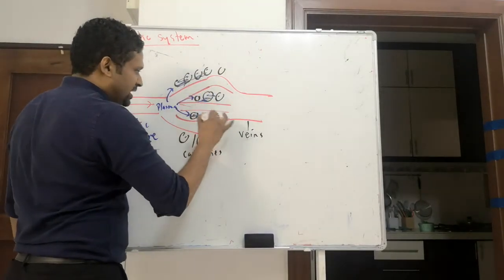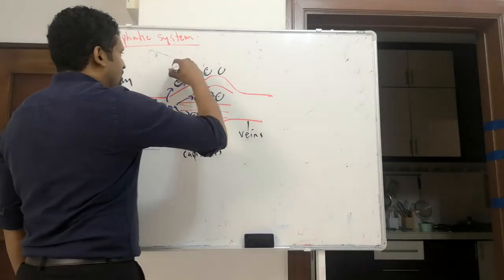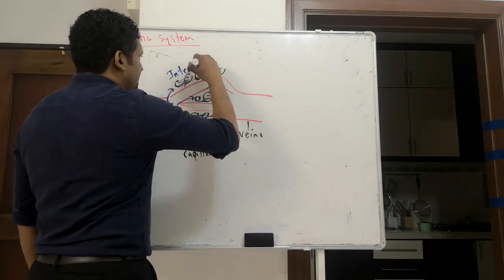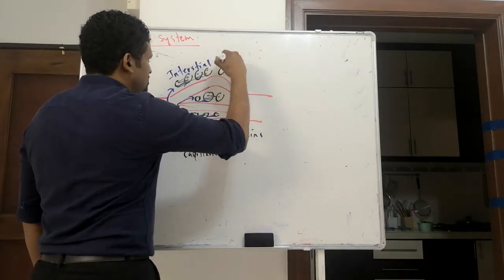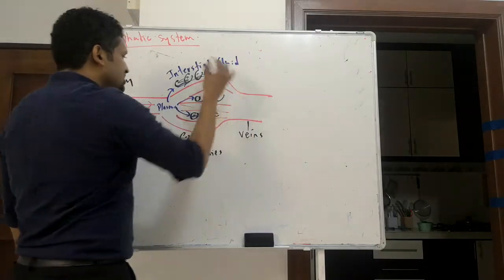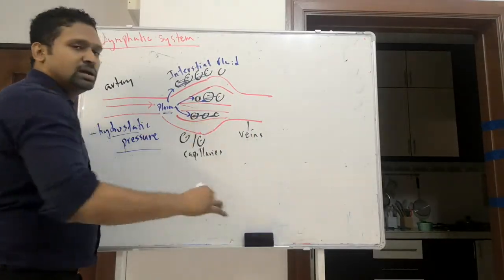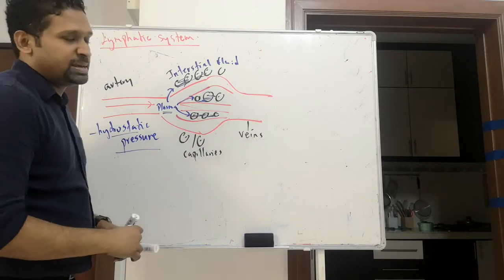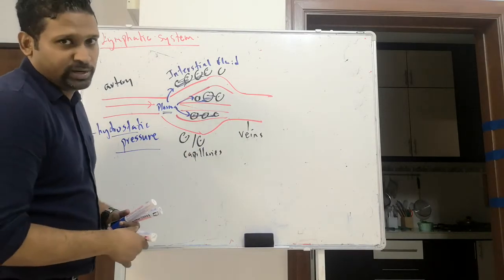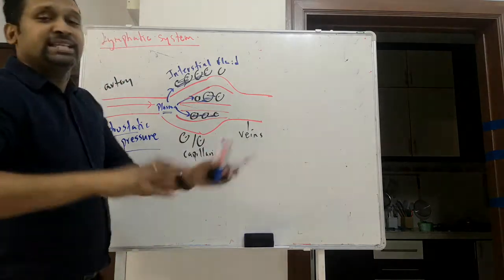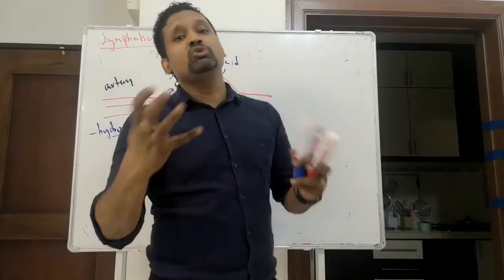When the plasma comes out and bathes the cell, the plasma now gets a new glamour name. It's called interstitial fluid. So what is interstitial fluid? Interstitial fluid is the plasma, but once it comes out, the name changes. Now it becomes interstitial fluid. This interstitial fluid bathes the cell. By bathing the cell, it gives all the good stuff to the cell.